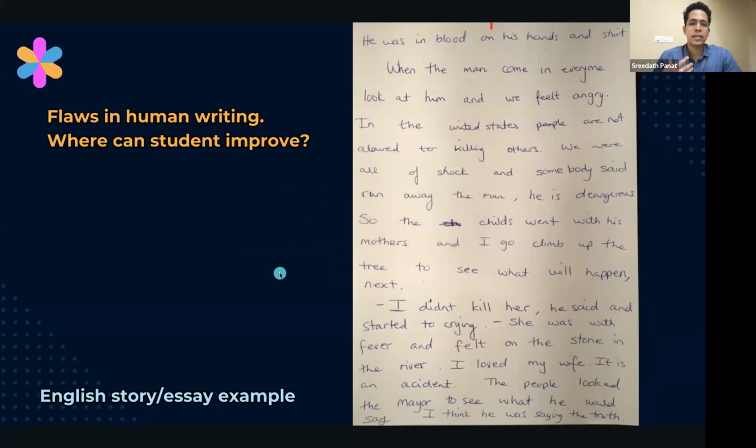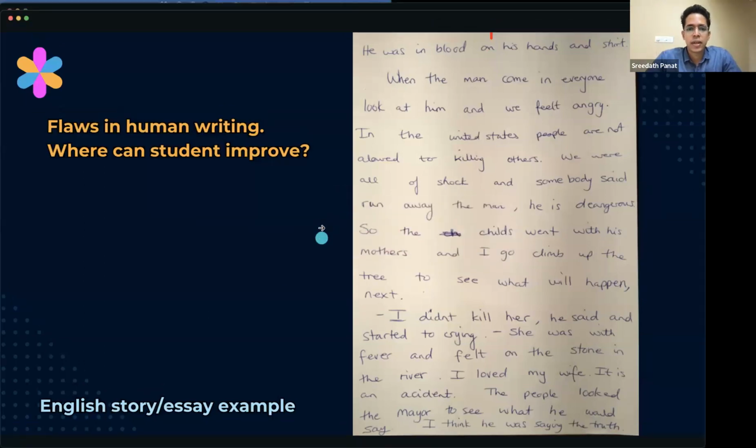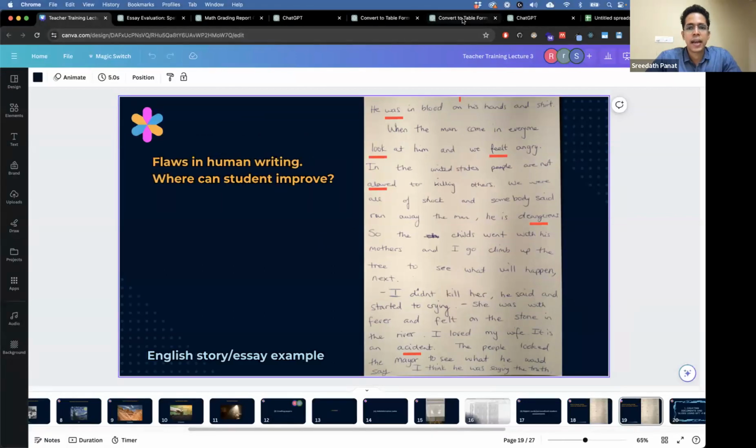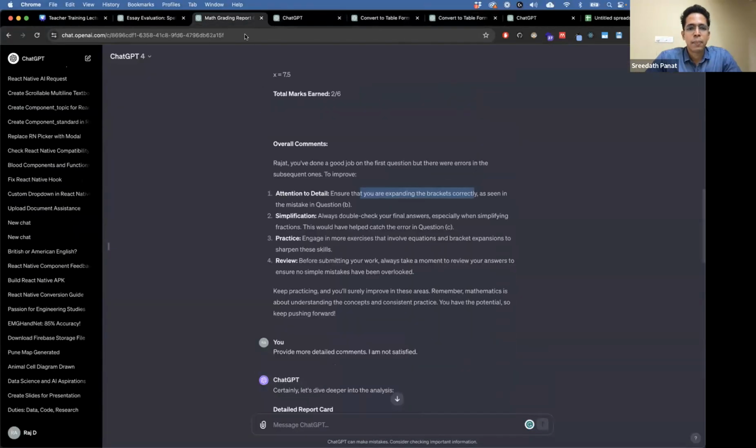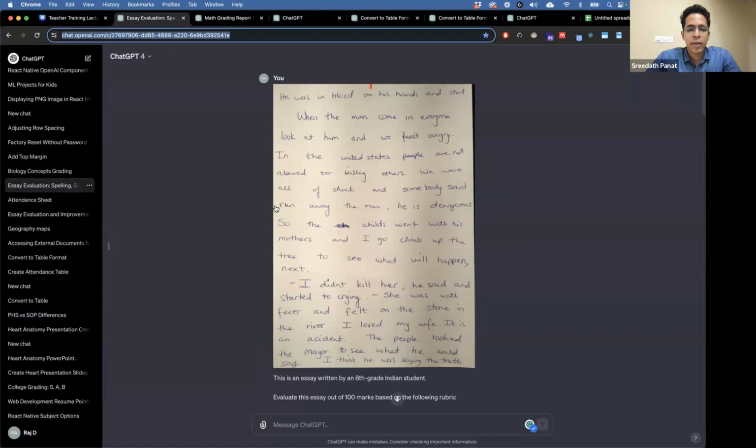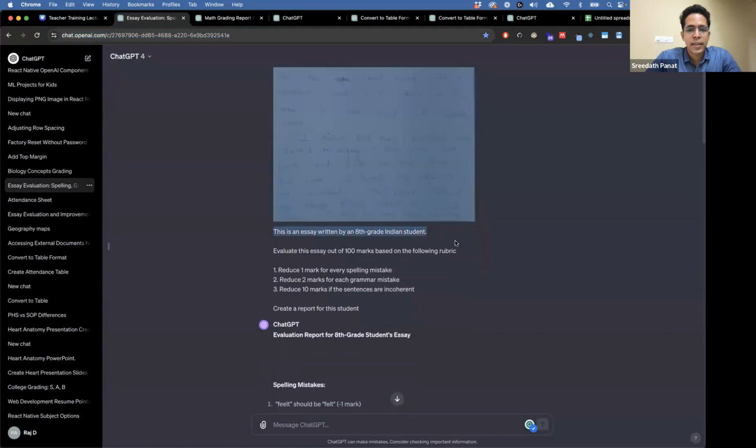So if I were an English teacher and if this was an 8th standard student's paper, evaluated out of 100, I will say for every spelling mistake, reduce 5 marks. Every grammar mistake, reduce maybe 10 marks. And for every incoherent set of sentences, reduce 15 marks. I may say some rubric like this, and you can have your own rubric. All you need to do is take a picture of the answer sheet, and just upload it for evaluating. So here I said, this is an essay written by an 8th grade student.